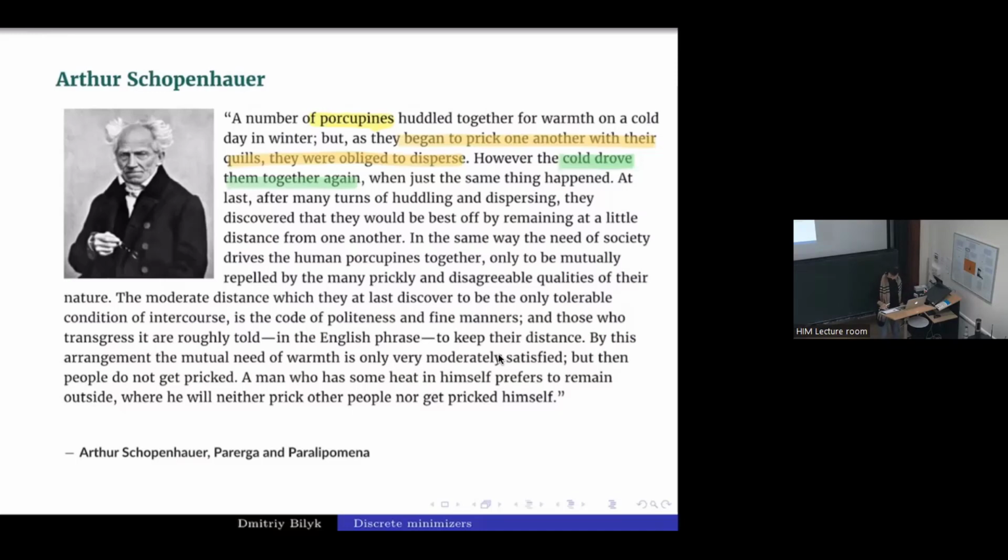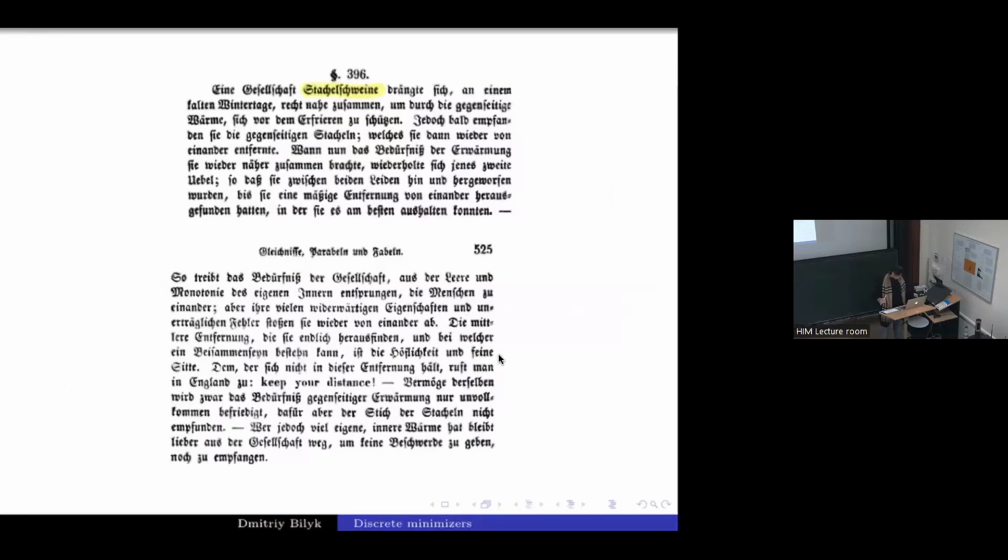And yes, actually, this is from the original edition of this parable. Yeah, I mean, we're in Germany. I thought I would include something in German. So this is a parable about Stachelschweine. Okay. All right.